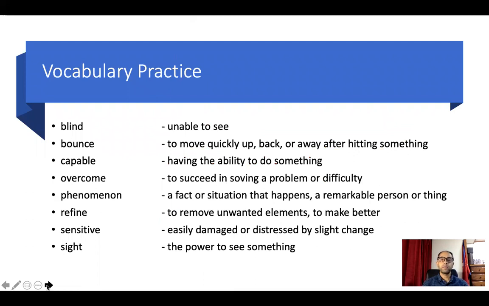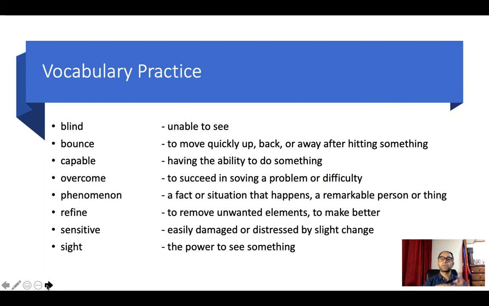Blind. Blind means you have no eyesight, so unable to see. Bounce, to move quickly up, back, or away after hitting something. For example, if you get a ball and you throw it on the floor, it bounces back. It comes up. Okay? Hitting something, it comes back. That's bouncing.